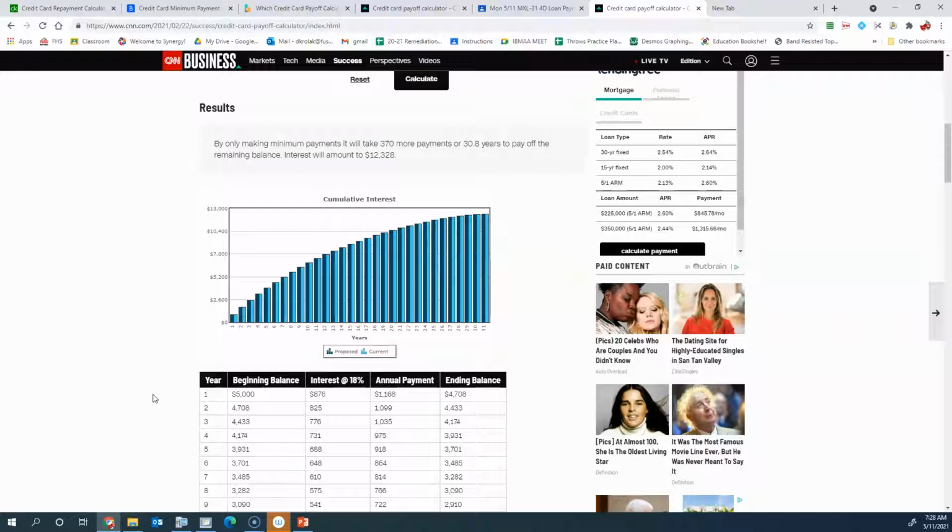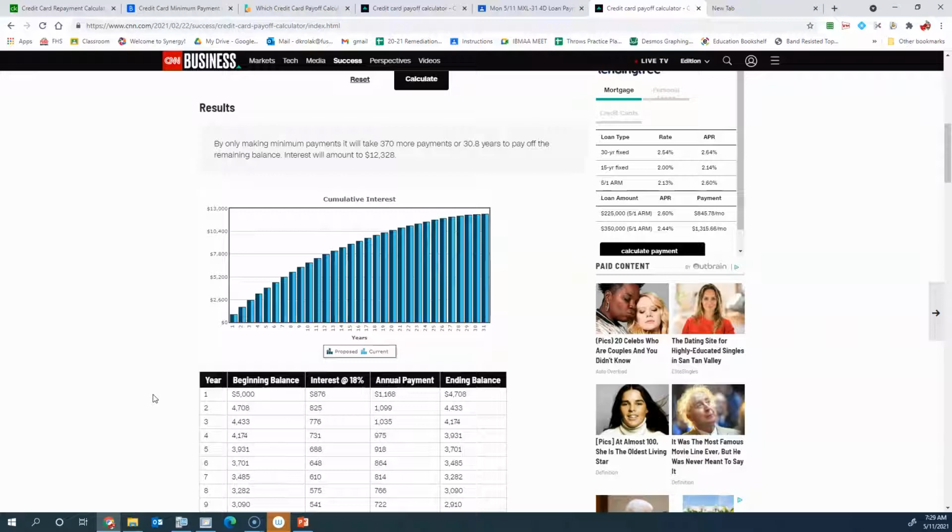And then in year 2, it's gone down maybe another $300. So when you're just making the minimum monthly payment, you're really just paying interest, and your balance, what you really owe, goes down very, very little. So in the end, you're paying a whole bunch of money, a whole bunch of interest.